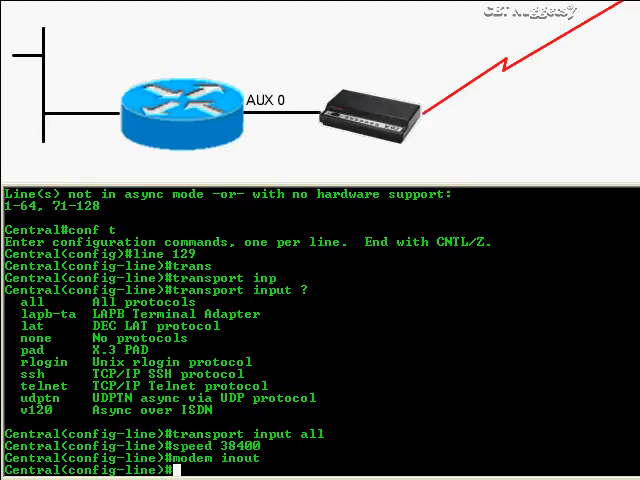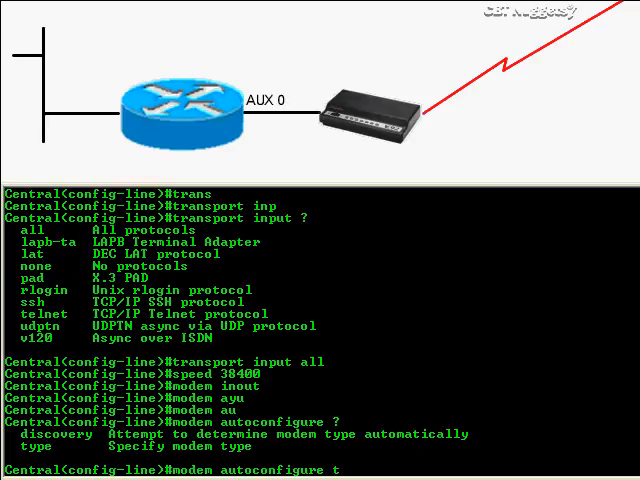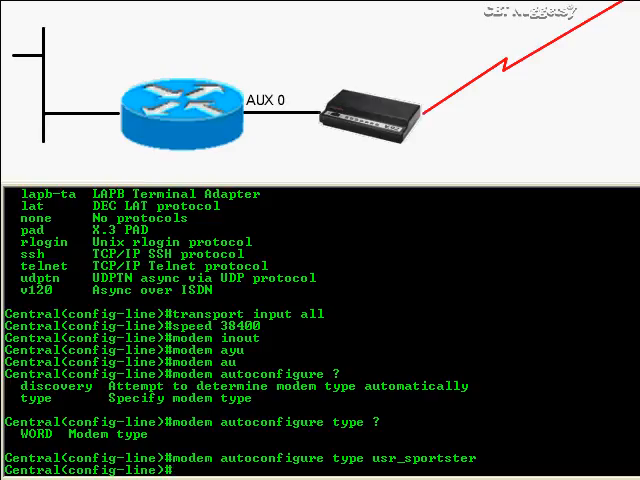Finally, I'm going to type in one more command, modem autoconfigure, followed by the type of modem, because you can either use discovery or type in a type. I'm looking at that type, I put that image up there for a reason, because it's a USR underscore Sportster. Now I know. You're probably thinking, wow, where did you get that from? Modem autoconfigure type, and it says WORD. I mean, what do you type there? How did you know to type USR Sportster?